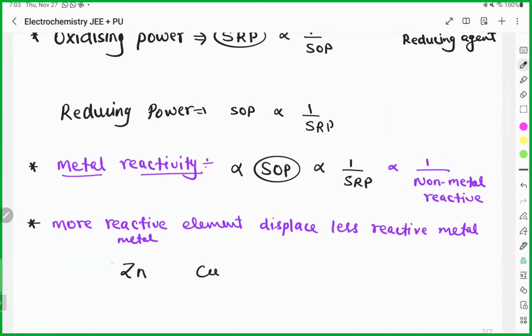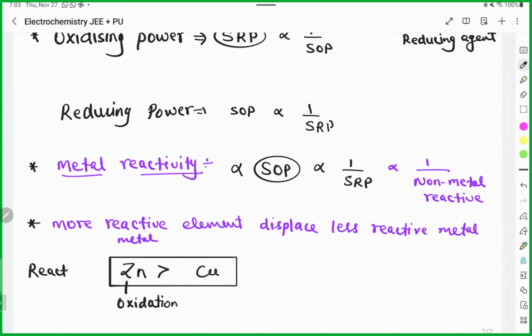Why? Because zinc can undergo oxidation easily, and copper cannot. So whichever element undergoes oxidation easily is more reactive, right? More reactive metal. Makes sense? So a more reactive metal can easily replace a less reactive metal. What are the metals that can produce hydrogen?